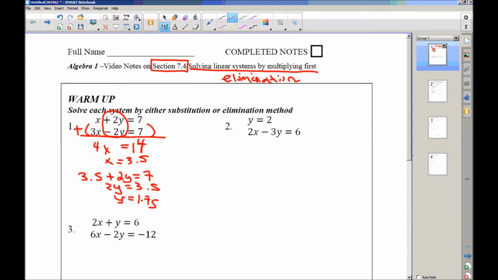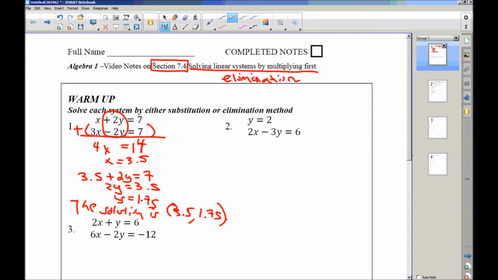So our final answer is 3.5, 1.75. Okay, so there's the ordered pair where these two lines would cross, and that's the ordered pair that is a solution to both of those lines, therefore it's a solution to the system.